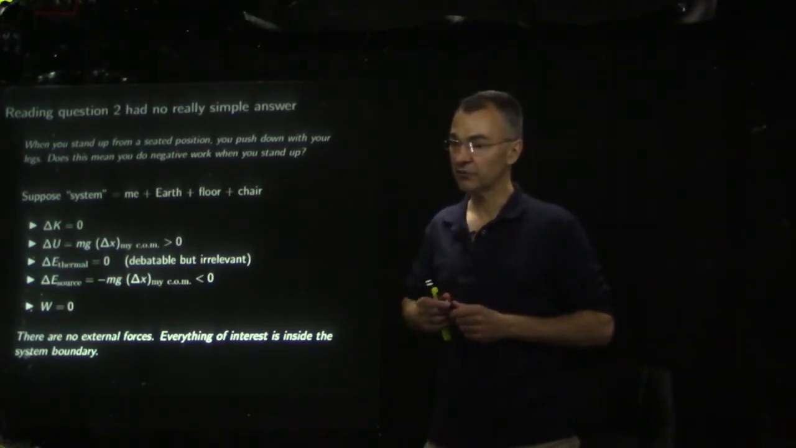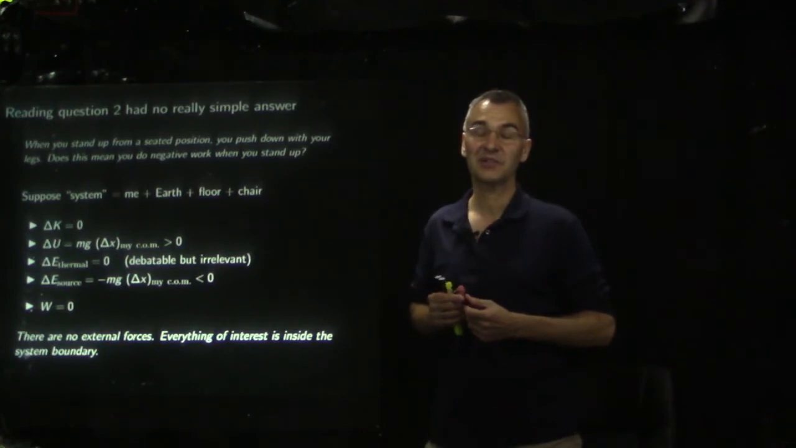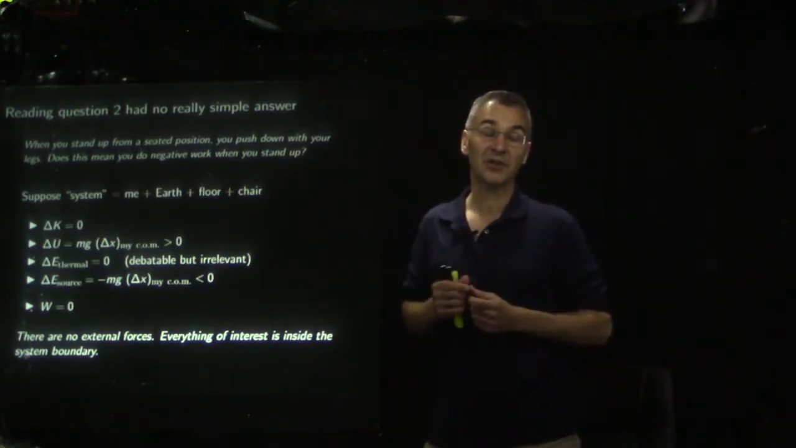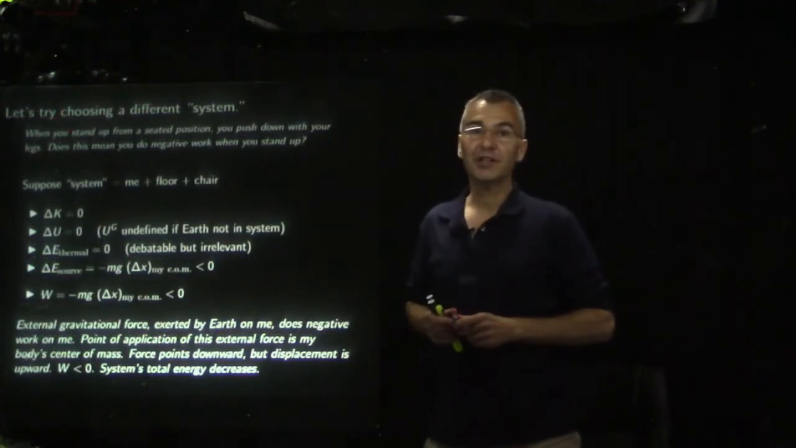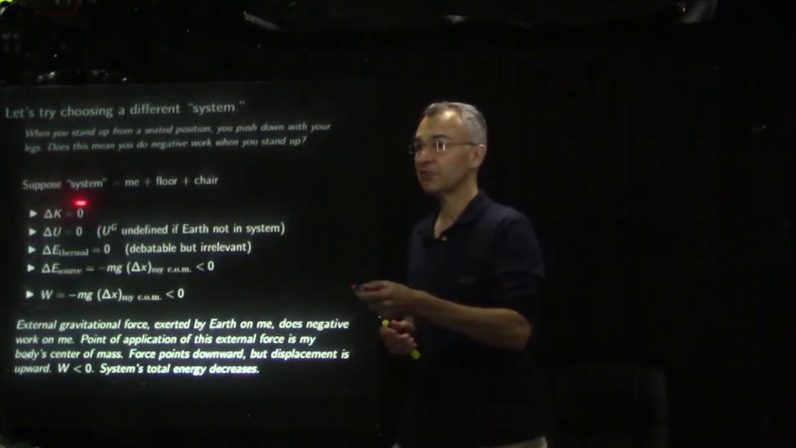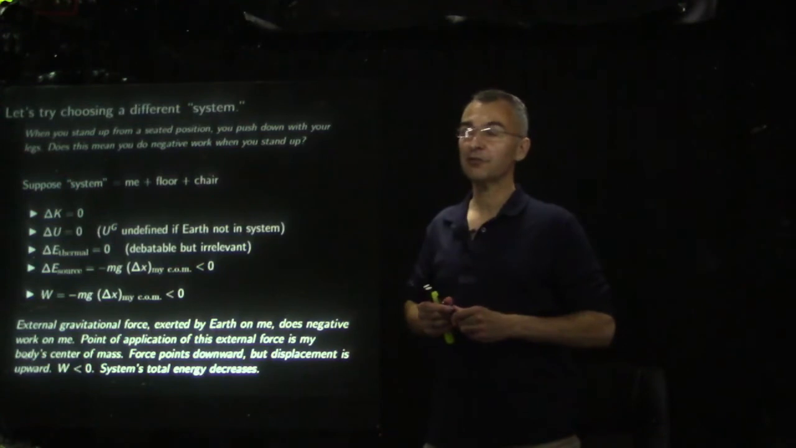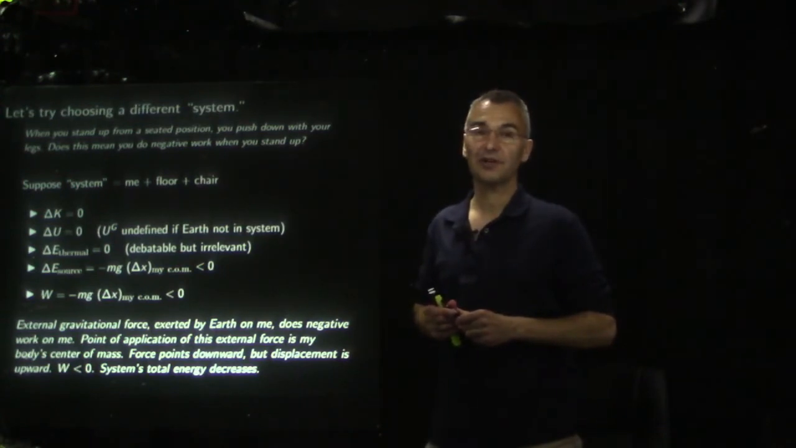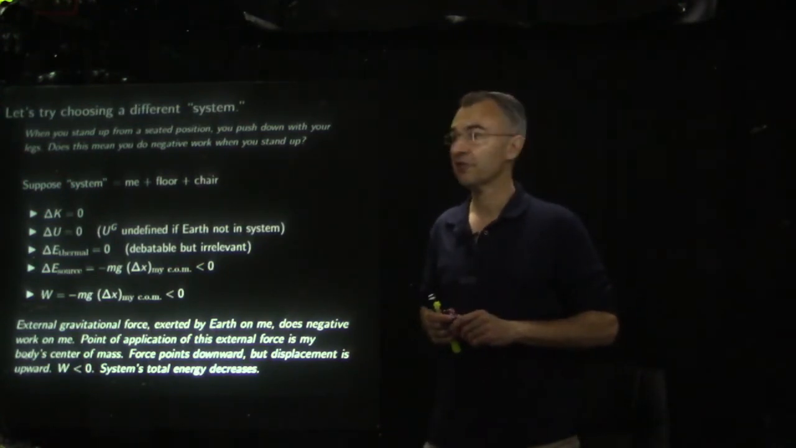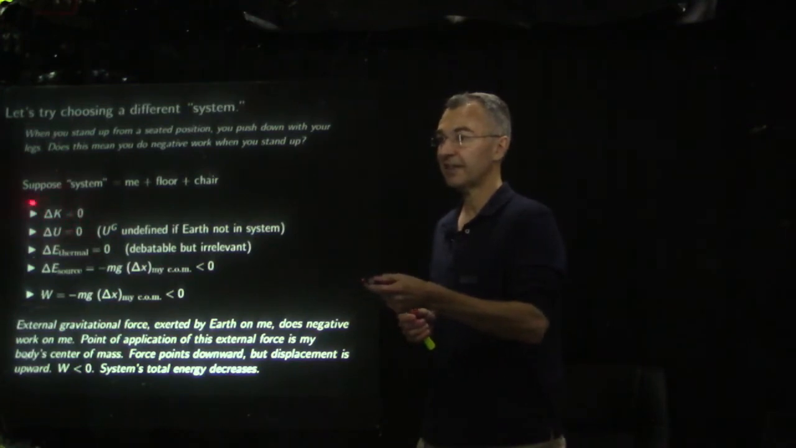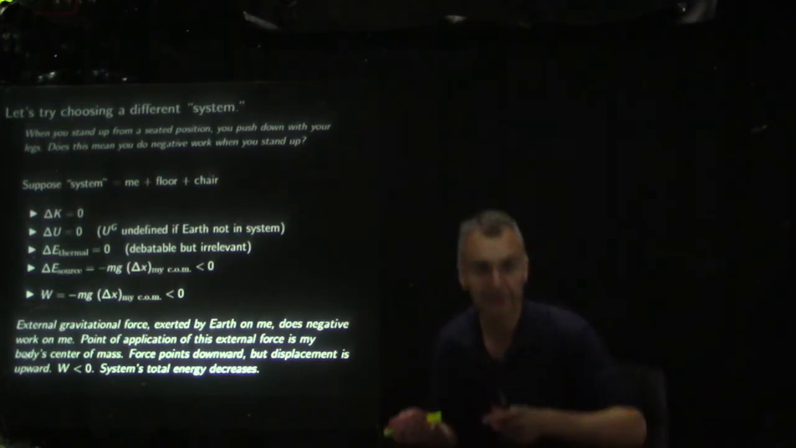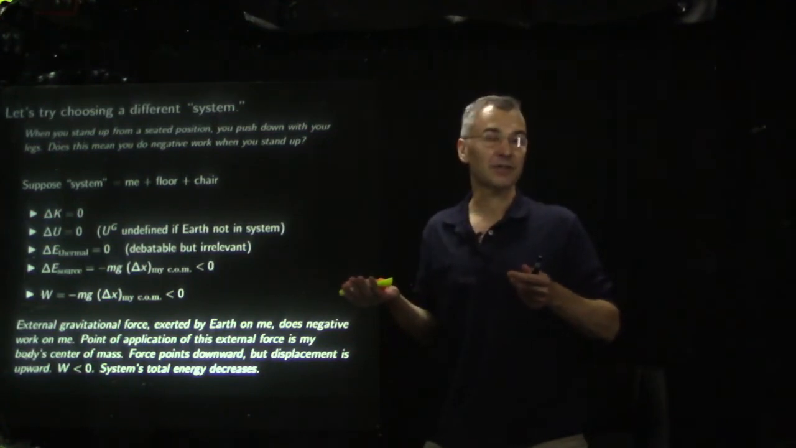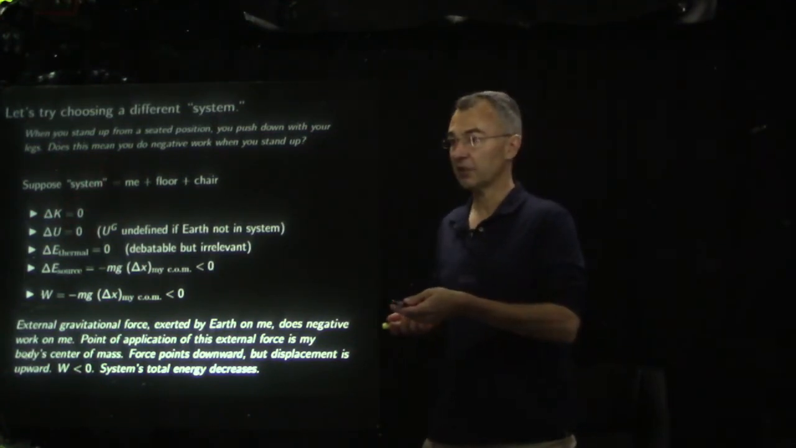So there are no external forces. Everything of interest is inside the system boundary. See, so work really depends very closely on how you define the system boundary. So now let's try choosing a different system. Suppose the system is me plus the floor plus the chair, but it doesn't contain Earth. So now, kinetic energy change is 0 because I'm not moving now, and by the time I'm done, I'm not moving. So the change in kinetic energy is 0.